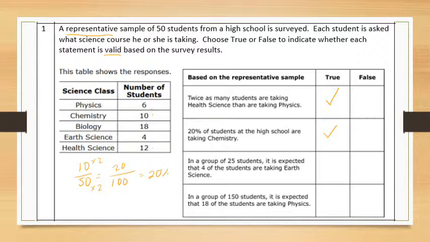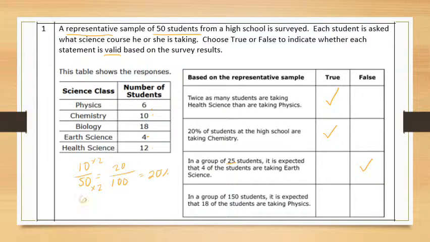In a group of 25 students, it is expected that 4 of the students are taking earth science. Well, looking at earth science, I see 4, but I remember that the sample size is out of 50. So I would expect 4 out of 50 to take earth science instead of 4 out of 25. This will be false.